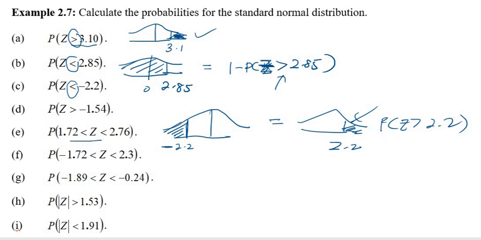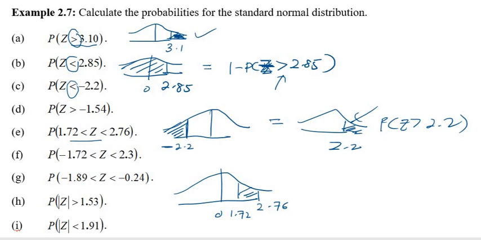Let's look at this E. It is positive and positive, both positive. So 1.72 is on the left, 2.76. Make sure you put the value in correct order.